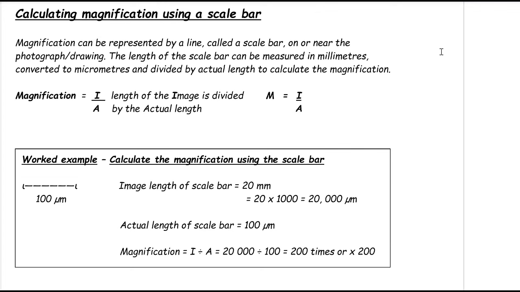Now there are different ways you can do this. You can calculate magnification using a scale bar. Sometimes magnification can be represented by a line called a scale bar on or near a photograph or drawing. The length of the scale bar can be measured in millimeters, converted to micrometers, and divided by the actual length to calculate magnification. So, if for example you had to calculate the magnification, you would take the length of the image and divide it by the actual length.